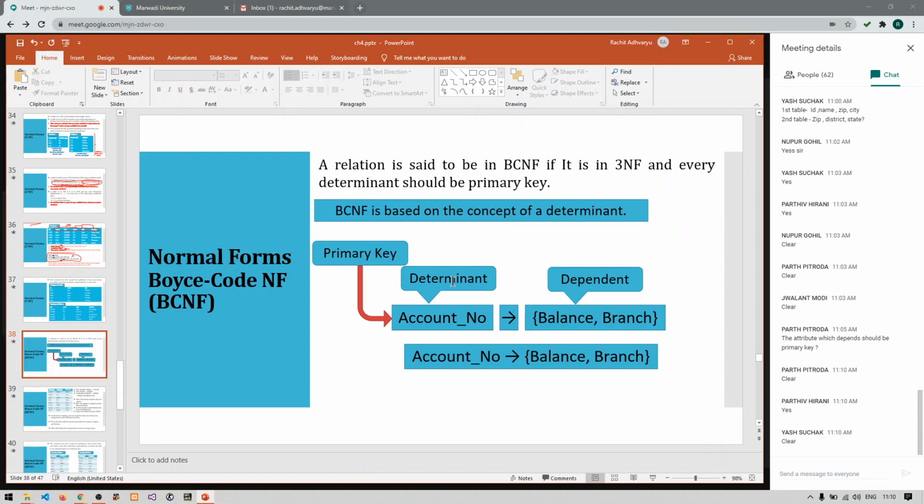What is determinant? The column that determines the other set of columns, or in other words, the set of columns which are dependent on some particular column, then that particular column is known as determinant. And that determinant should be a primary key in a table. That is what the particular rule of BCNF states.